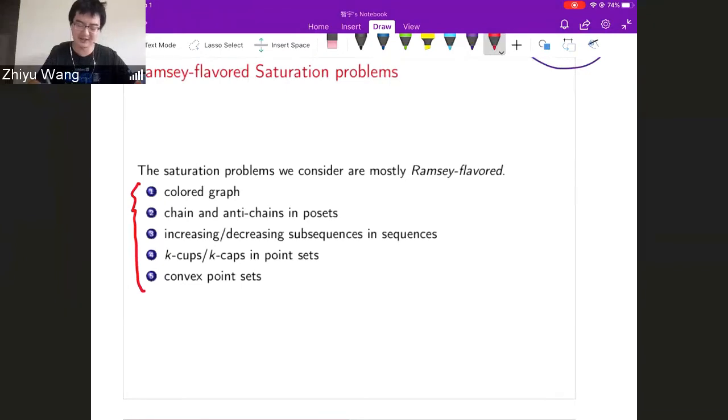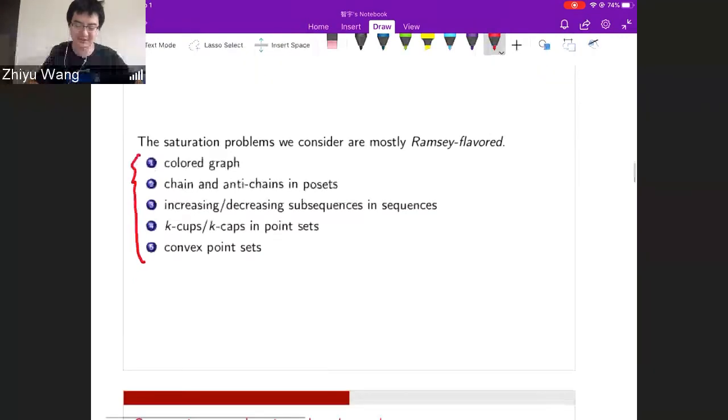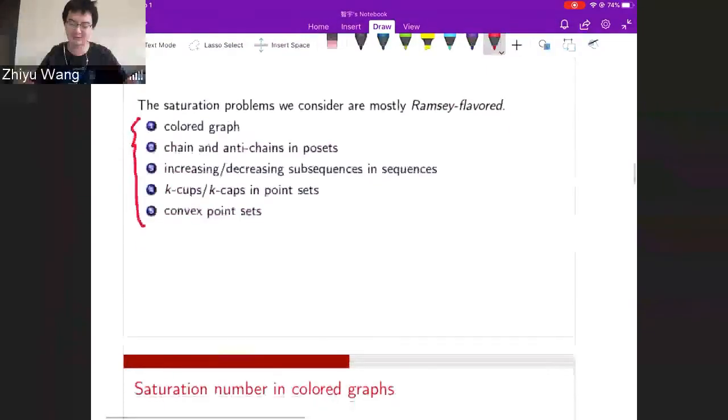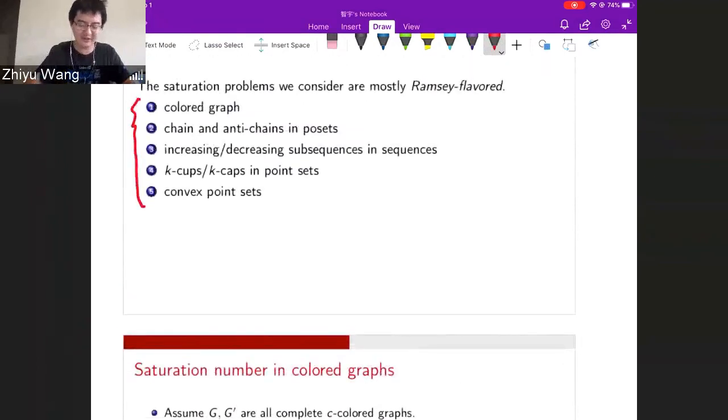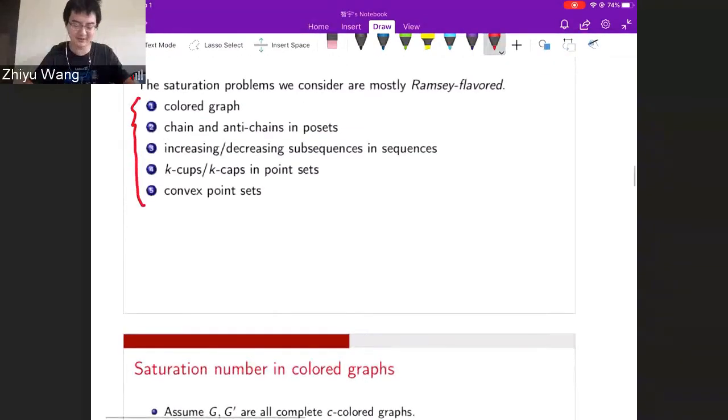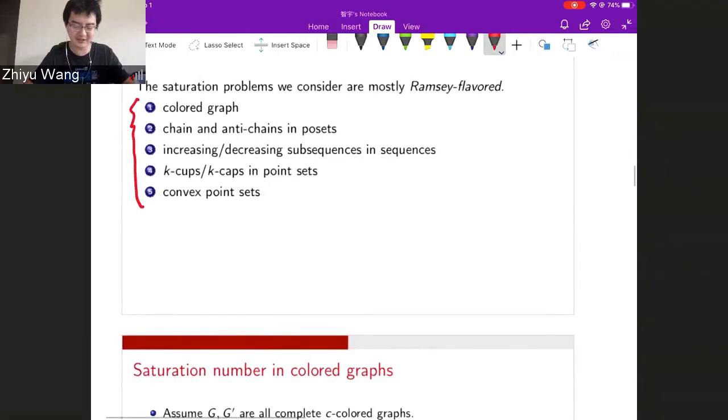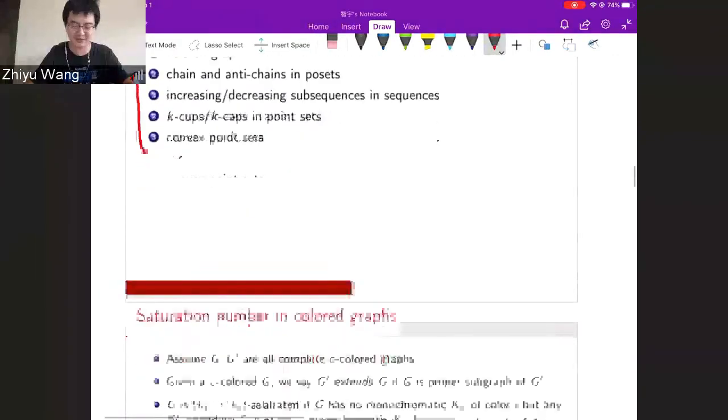cliques. Chains and anti-chains in posets, analogous to Dilworth's theorem, increasing and decreasing subsequences, the Erdős–Szekeres theorem, and then the k-caps in the point set, and also these Erdős–Szekeres convex point problems. They have analogous saturation problems in contrast to the extremal problems. Okay, so maybe I'll briefly talk about some of them, and then maybe some of the shorter proofs if time allows.